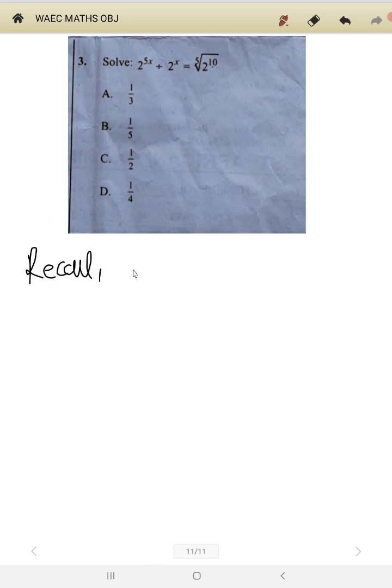If we have a raised to power m divided by a raised to power n, the law of indices lets us know that, because they have the same base, we choose one base and say a raised to power m minus n. Now, there is another law of indices, and this is where it is applicable to this question.